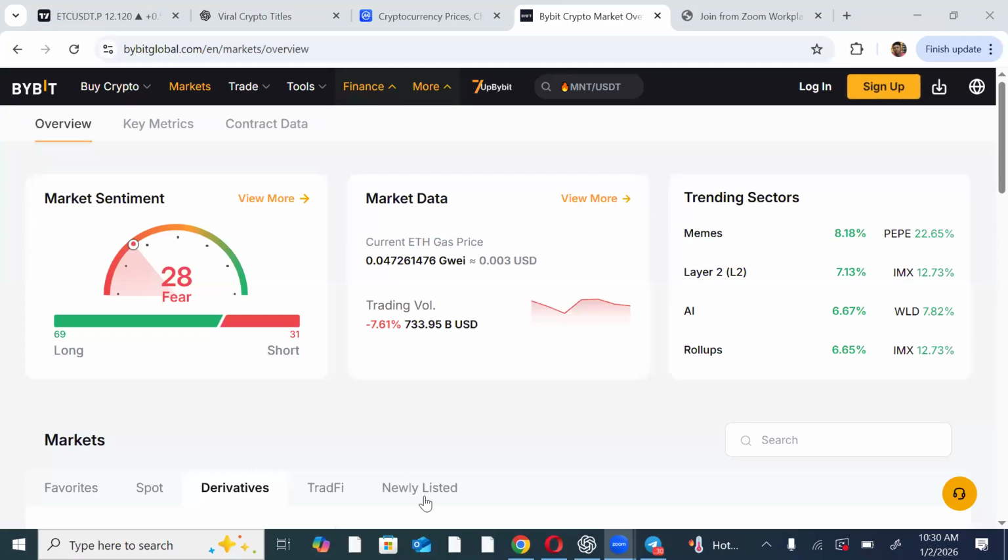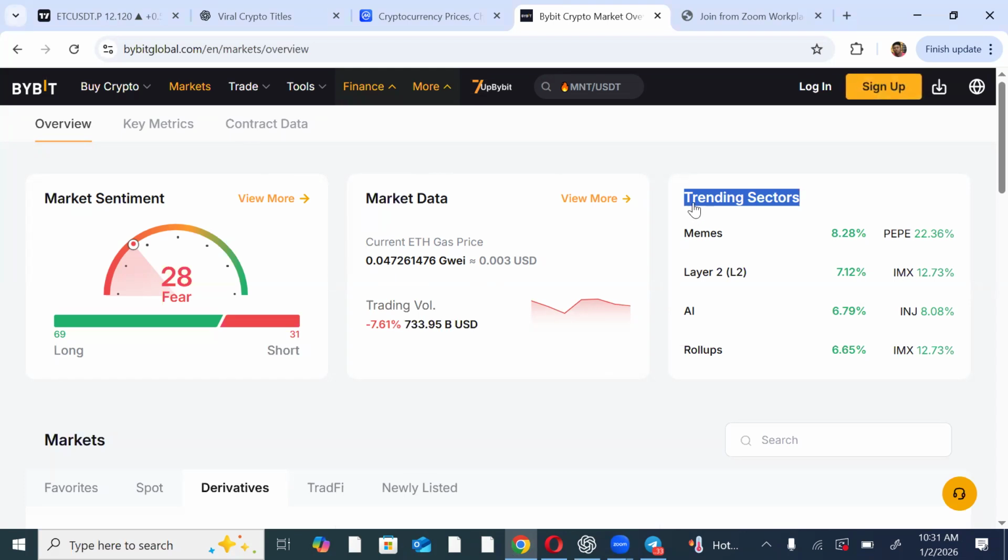This is how to find profitable crypto trades daily. I'll walk you through this exact guide that I use to make steady profits from the market. Now, when you go over to your Bybit exchange, go over to the Bybit platform, you're going to see something very interesting here. It says trending sector, right?